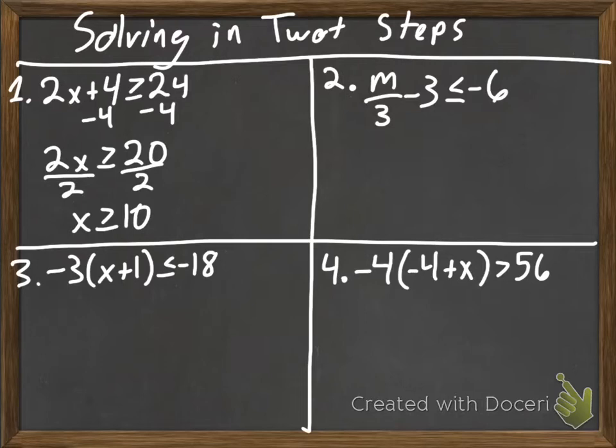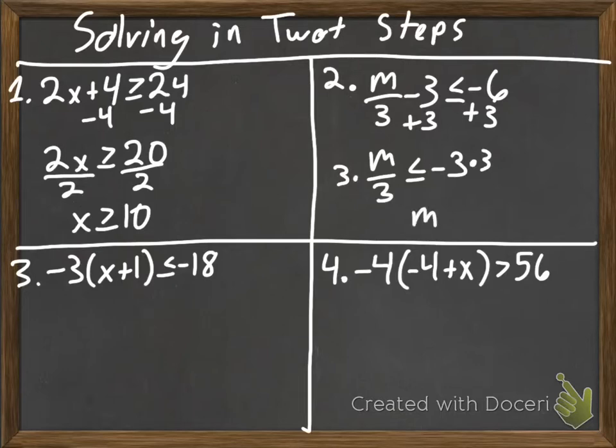Number 2, m divided by 3 minus 3 is less than or equal to negative 6. So we need to add 3 first. And we get m divided by 3 is less than or equal to negative 3. Now we can multiply by 3. And we get m is less than or equal to negative 9.